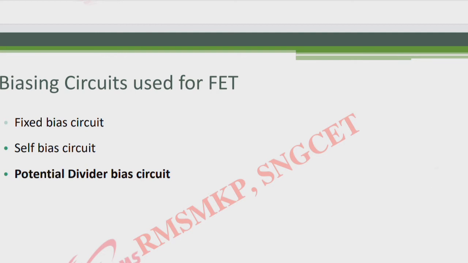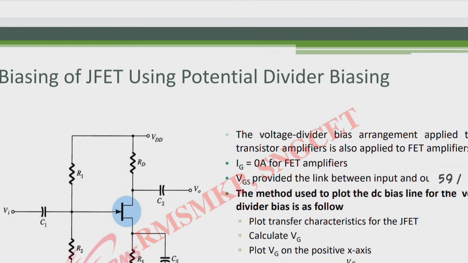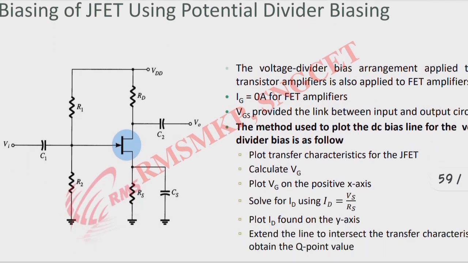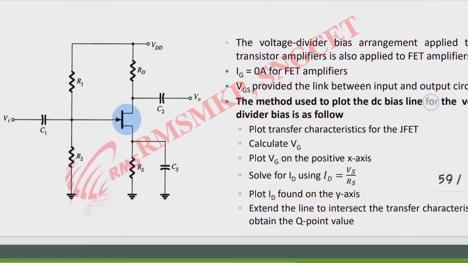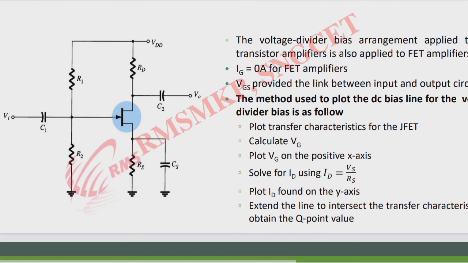Biasing circuits are three: fixed bias, self-bias and potential divider bias circuit. Potential divider biasing circuit is very important. Here there are 4 resistors, 3 capacitors, 1 transistor and VDD supply. The voltage divider bias arrangement applied to a BJT transistor is applied to the FET amplifier. IG equal to 0 for FET. VGS provides the link between input and output circuit.